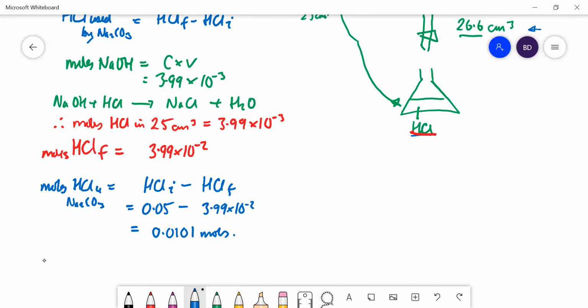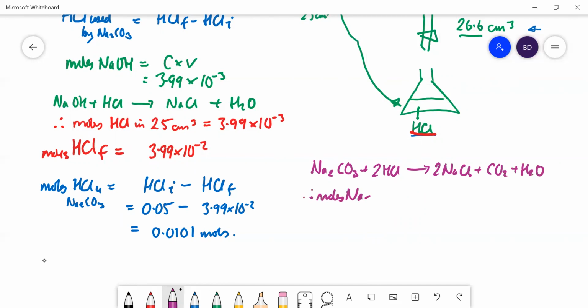Sodium carbonate reacts with hydrochloric acid in a 1-to-2 ratio. So you've got Na2CO3 plus 2HCl goes to 2 sodium chloride, CO2 and H2O. So therefore our moles of Na2CO3 is going to be equal to 0.0101 divided by 2, which is 5.05 times 10 to the minus 3.